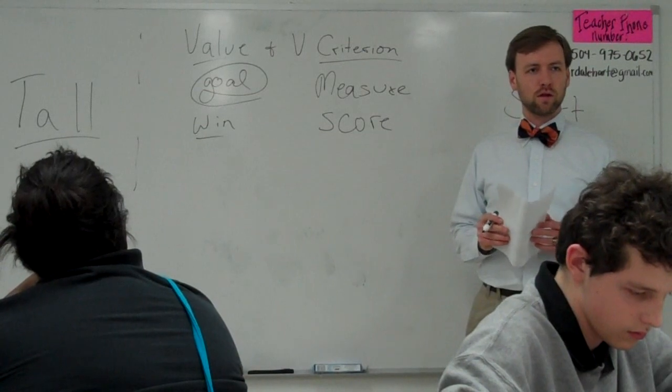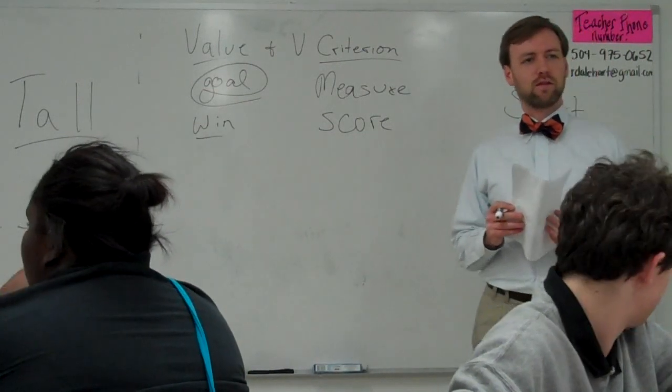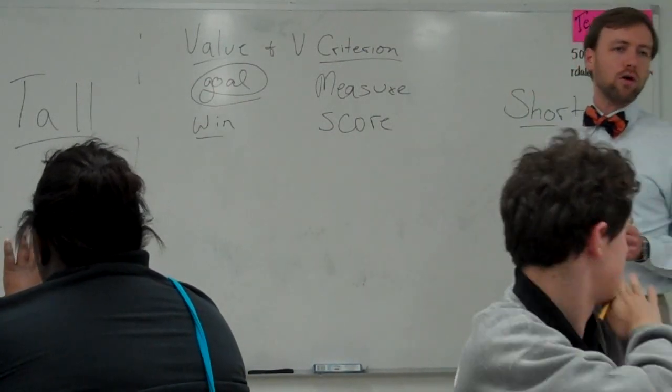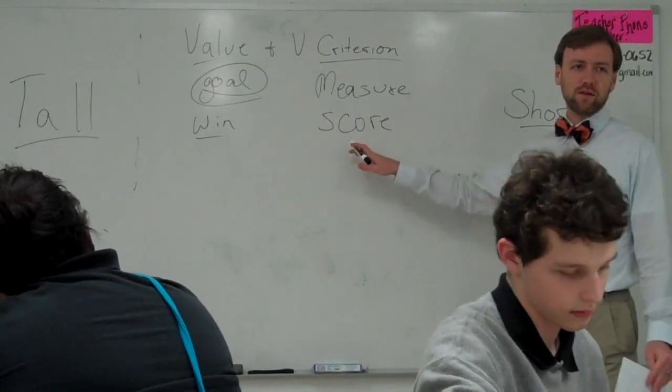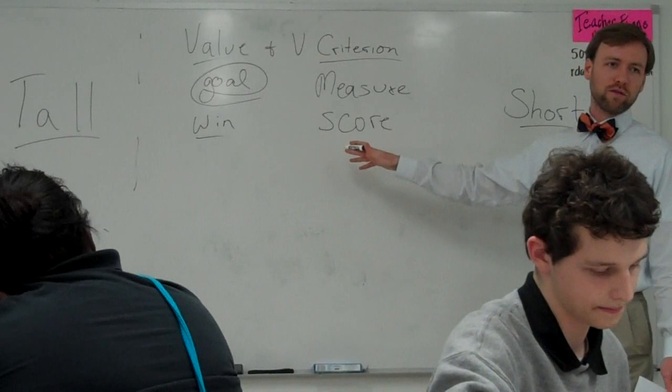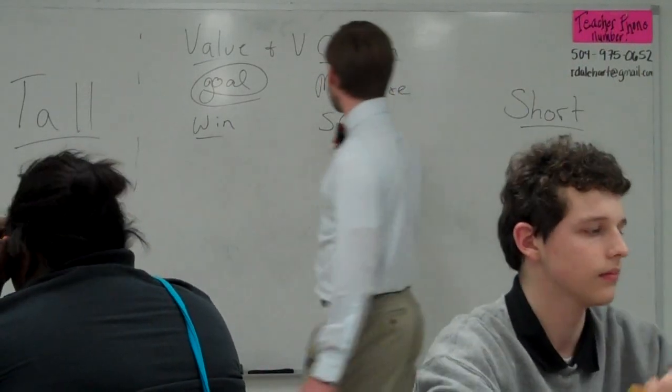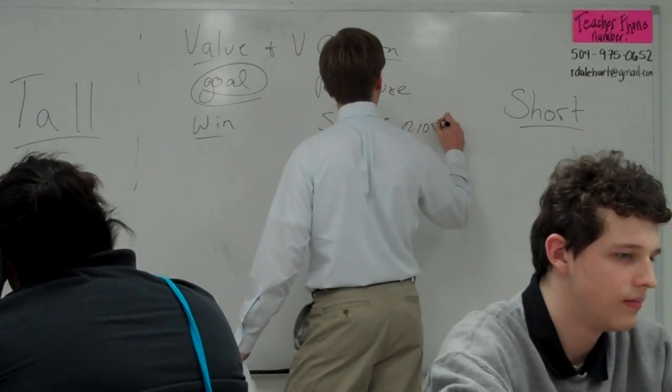I get a text on my phone. And what does the text say? That they won. How do you know that they won, other than the text? Score. The score. So what's the score say? That they got what? More or less points? More points. So they get more points. So scoring more points.